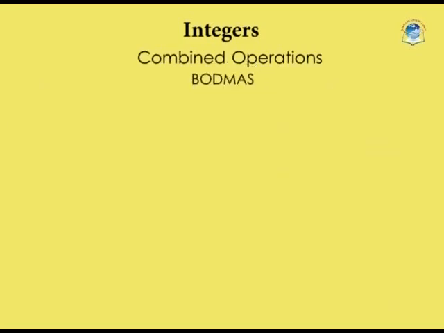Let's look at combined operations. When a question involves more than one operation, we work with the BODMAS order. For example, 8 plus 20 divided by 5. We start with division. 20 divided by 5 is 4. And then we go to addition. 8 plus 4 will give us 12.